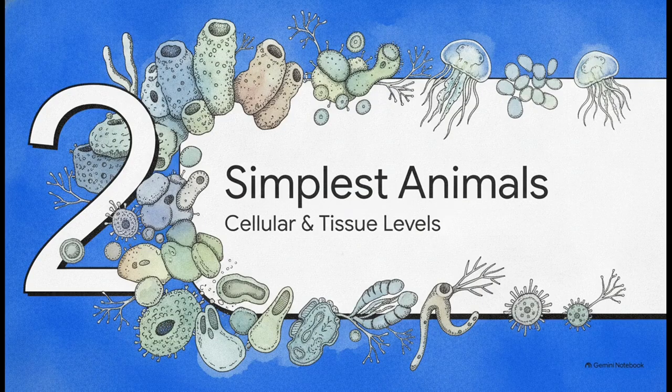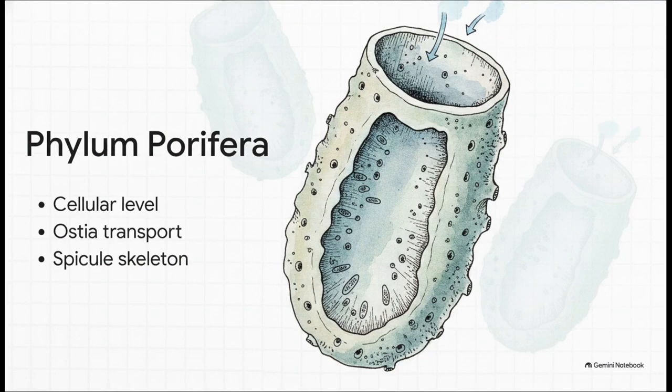Moving right along to Section 2, the simplest animals. Here we're exploring the cellular and tissue levels of organization. First up is phylum Porifera, or as you probably know them, sponges. These mostly asymmetrical marine creatures are incredibly basic. I mean, they don't even have true tissues. They're just loose cell aggregates.